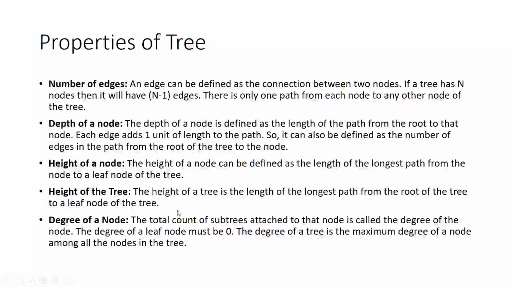Then the height of the tree means from the root to the leaf node. That is the height of the tree. Then the degree of a node. The degree of a node is the total count of subtrees attached to that node. Normally in the case of graphs, we counted how many edges are connected to it as the degree. But here, how many child nodes we have for a particular node is the degree of the node.